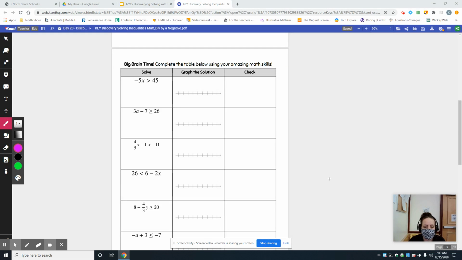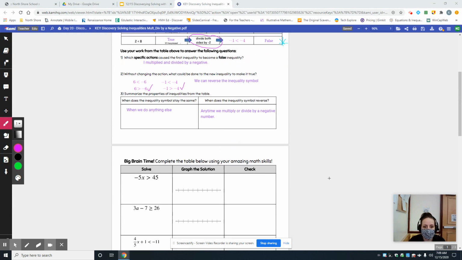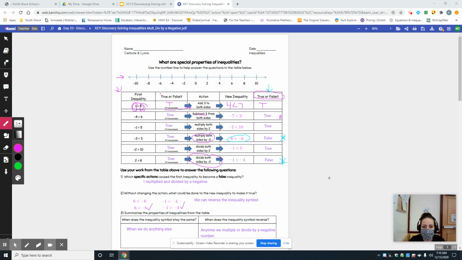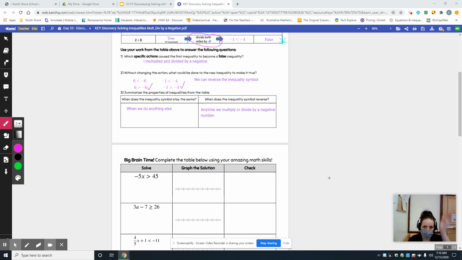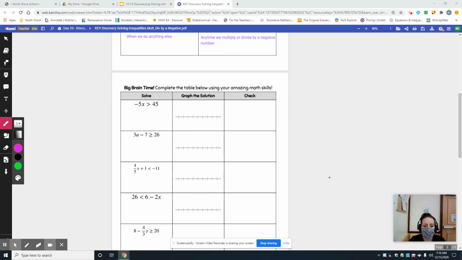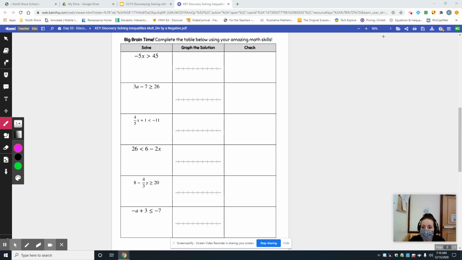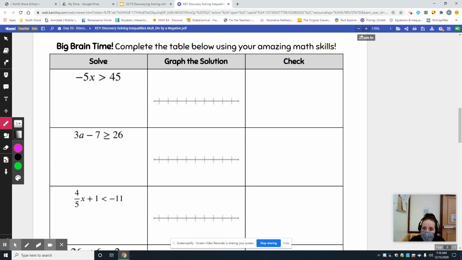Alrighty, guys, this is Solving Inequalities, your flipped homework tonight from our classwork today, where you discovered the fact that when you multiply or divide either side, like one side to the other, by a negative, it flips or reverses your inequality symbol. All right, this is my third time giving this a shot. Let's hope it goes well.